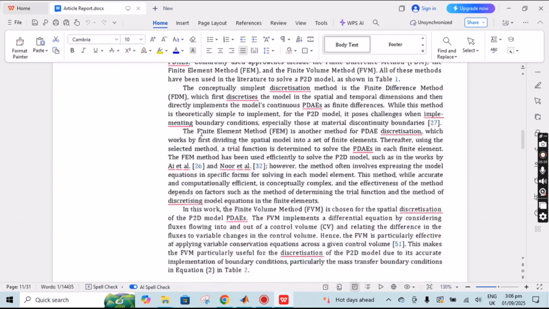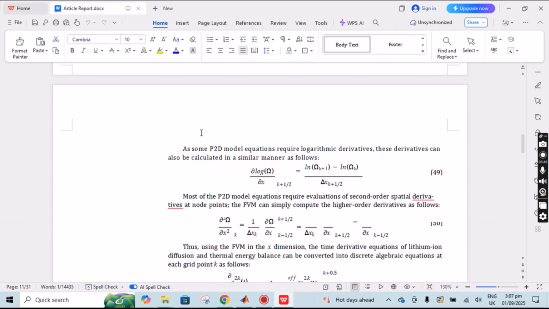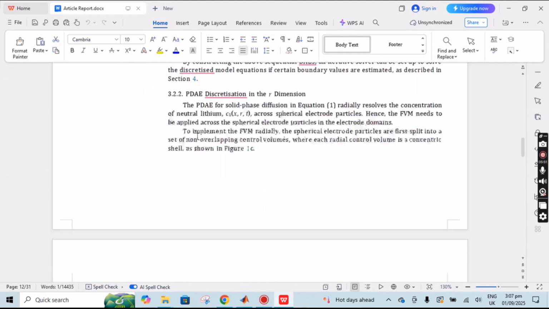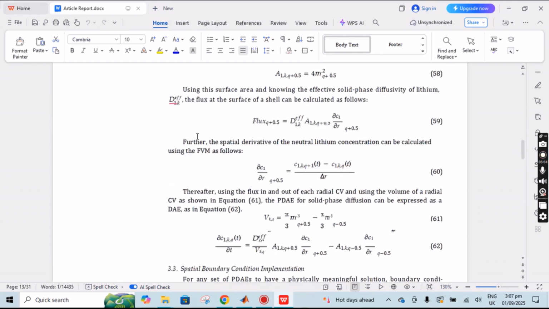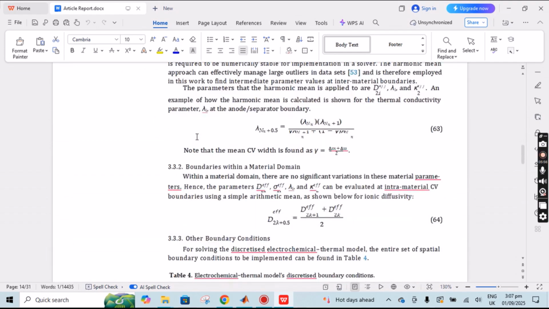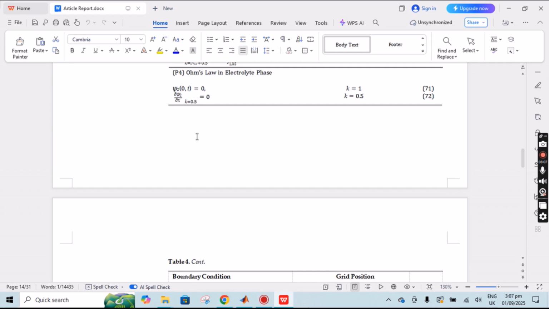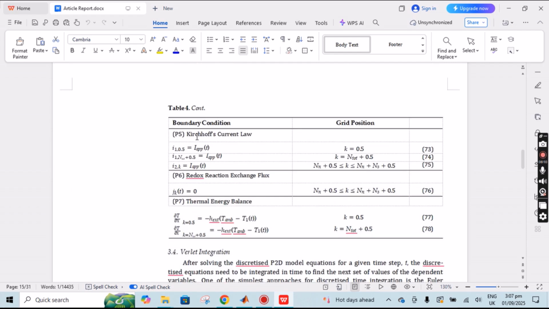The finite volume method is also used for our P2D discretization. All the equations and their used parameters are added in this section. And yes, Table 4 provides the electrochemical thermal models, discretized boundary conditions, basically the solid state equations, and the other Kirchhoff's current law and redox current law.